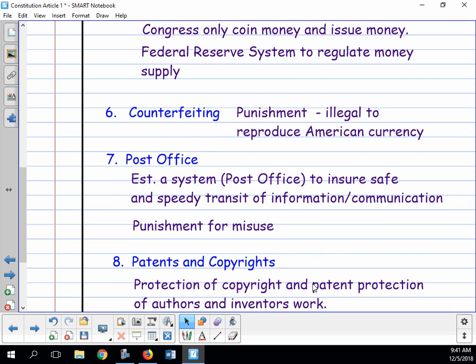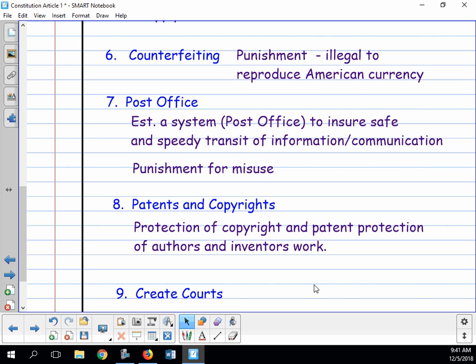All right, the next one is counterfeiting. This is punishment. It is illegal to reproduce American currency. And so this is all about how you get in big trouble for counterfeiting, or making money to use to pay for goods. Counterfeiting can get you into a whole lot of trouble.